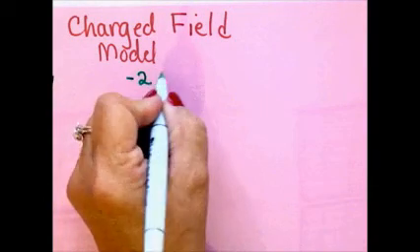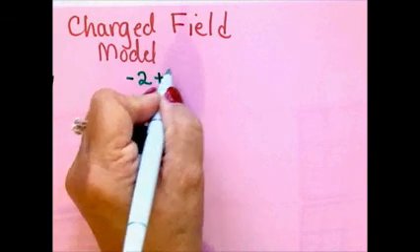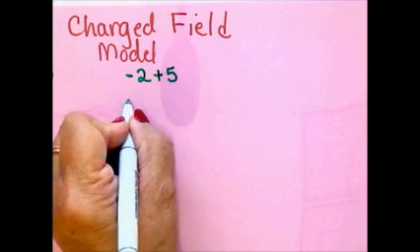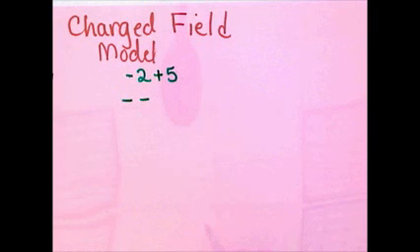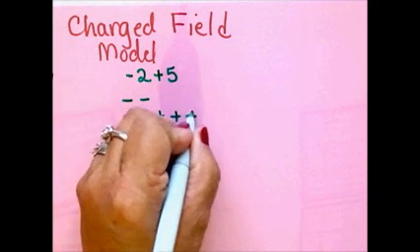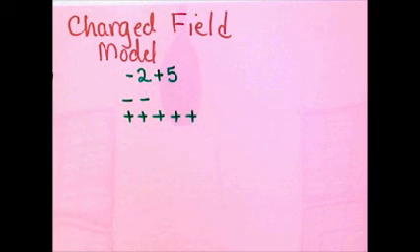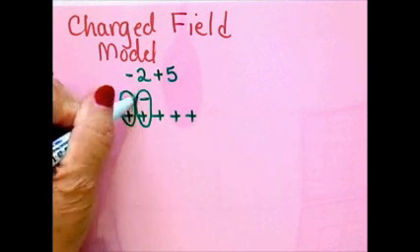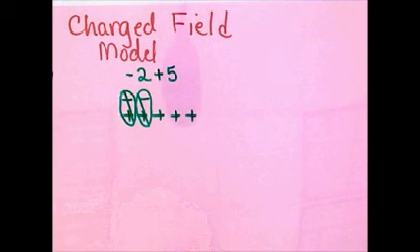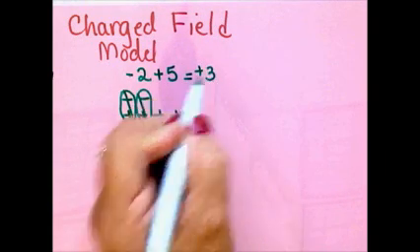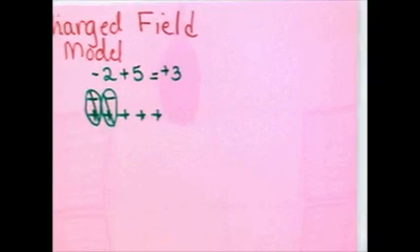Negative 2 and positive 5. Alright, so let's just model this. I'm going to take negative 2. Okay, and to that I'm going to add 5 positives. 1, 2, 3, 4, 5. Alright, now I'm going to remove my 0 pairs. So I'm going to circle them, and then I'm going to remove them, so that I have left 1, 2, 3 positives. So my answer is positive 3 or 3. Okay?